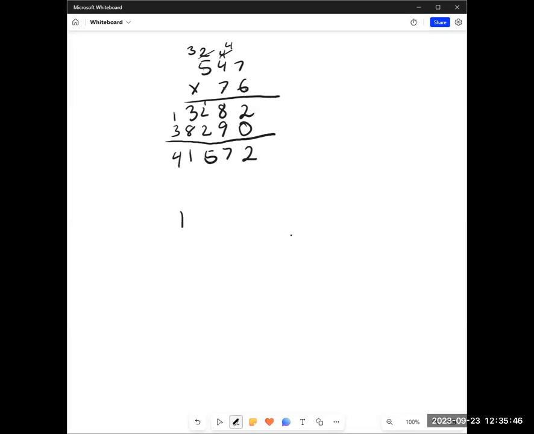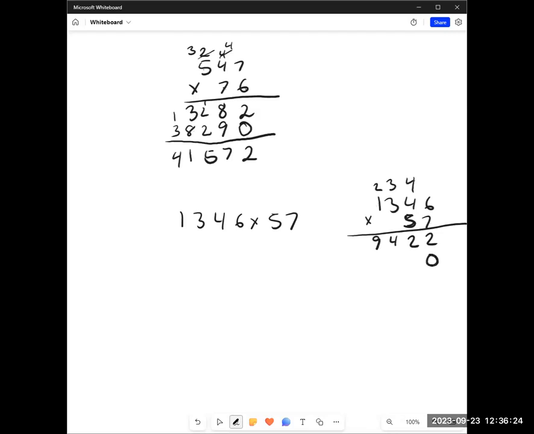Now we want 46 times 57. So we're going to write that vertically. 7 times 6 is 42. 7 times 4 is 28, plus 4 is 32. 7 times 3 is 21, plus 3 is 24. 7 times 1 is 7, plus 2 is 9. I'm going to put a 0 in the 1 spot. Get rid of those carries.